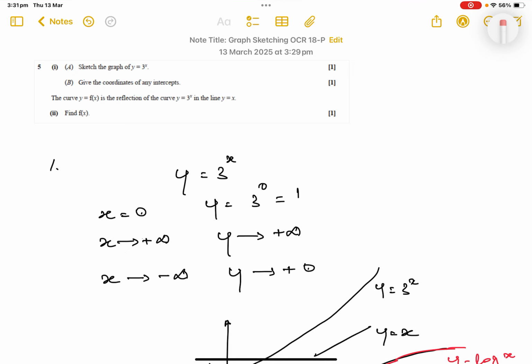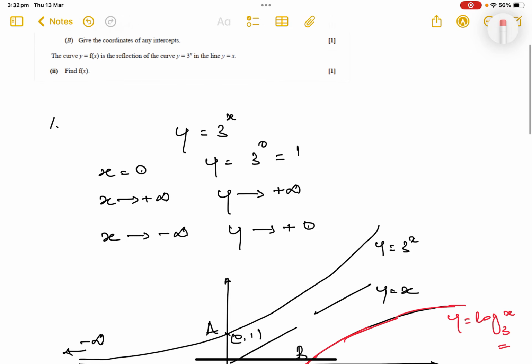A past question on graph sketching from an Oxford and Cambridge past paper. Sketch the graph of y equals 3 to the power x. Give the coordinates of any intercepts. The curve y equals f(x) is the reflection of the curve y equals 3 to the power x in the line y equals x. Find f(x).